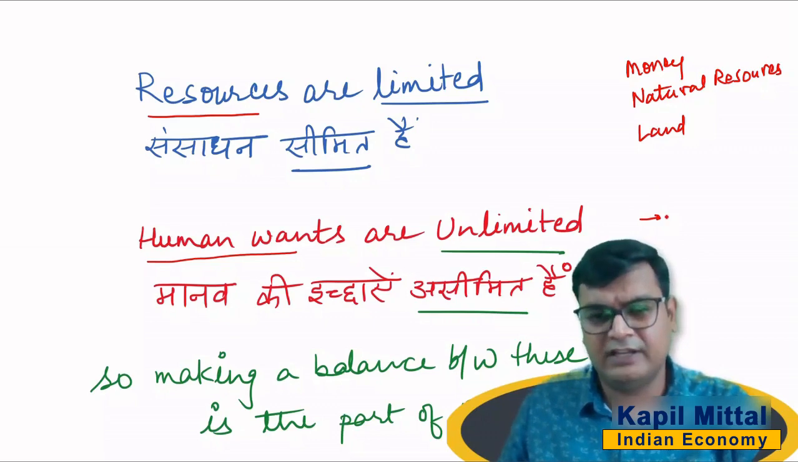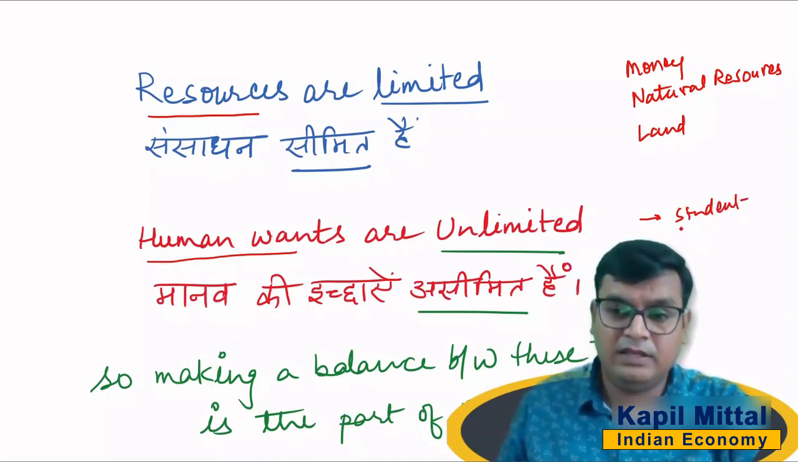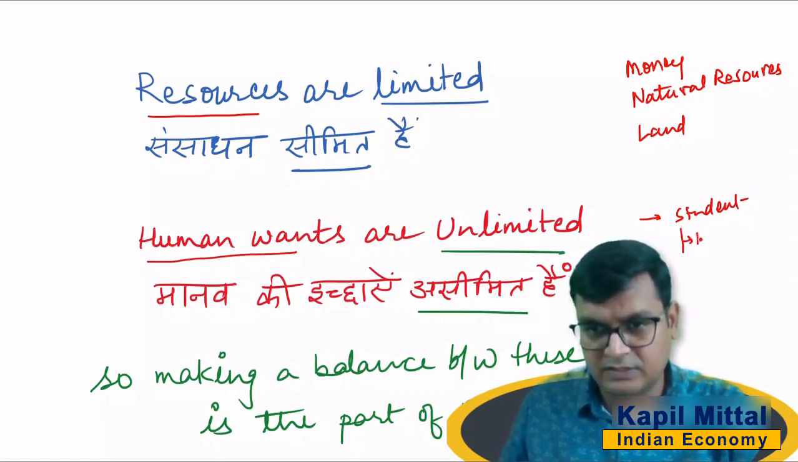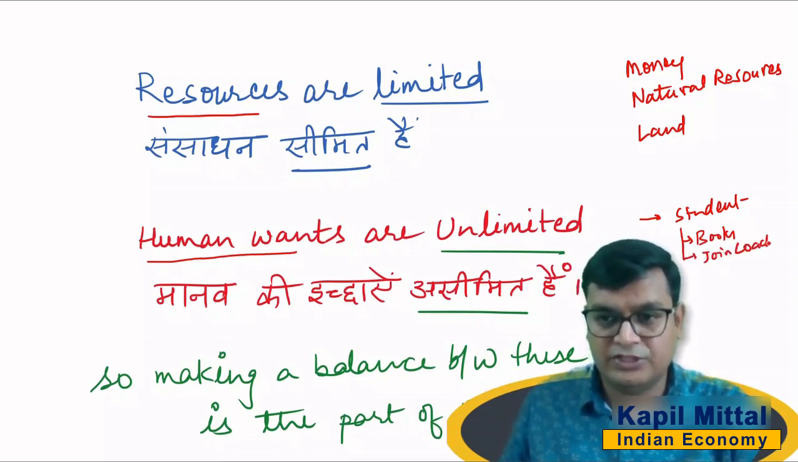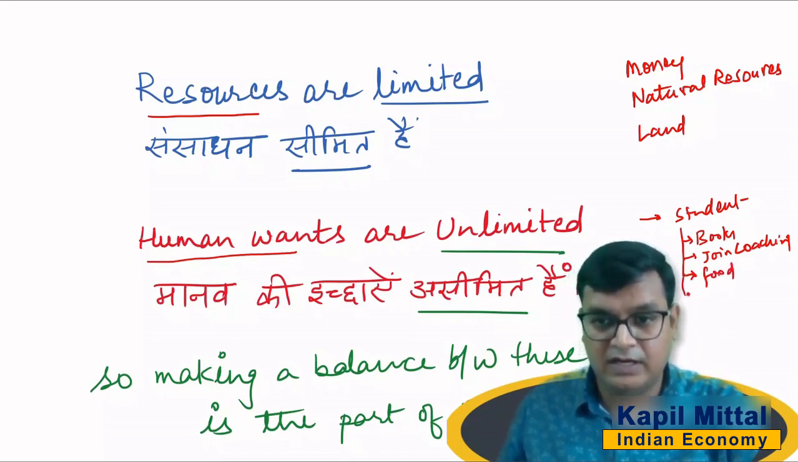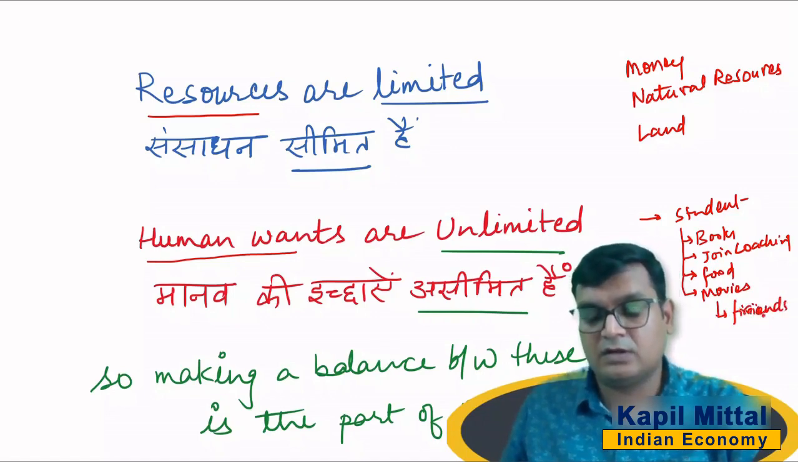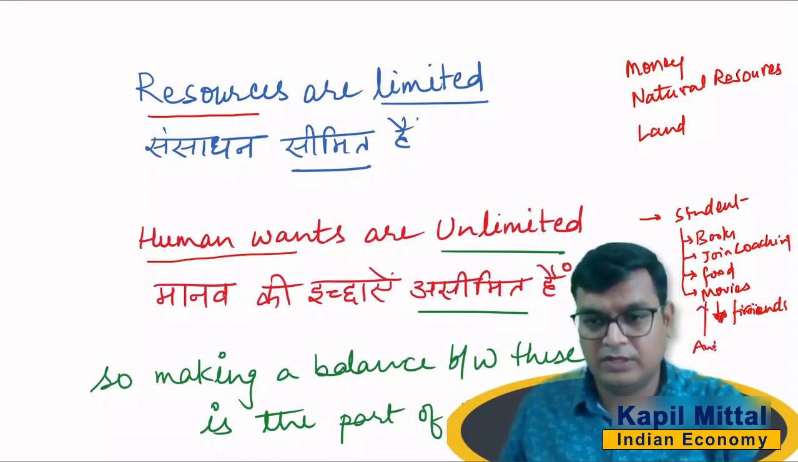And human wants are unlimited. We can take an example of any student preparing for UPSC in Delhi, and he has various wants. He wants to purchase some books, he wants to join a coaching, and at the end of the day he wants to eat good food at a restaurant, and at the weekends he wants to see some movies with friends or girlfriends. He will be spending so much money, and he wants to go to the movie by auto in luxury mode.